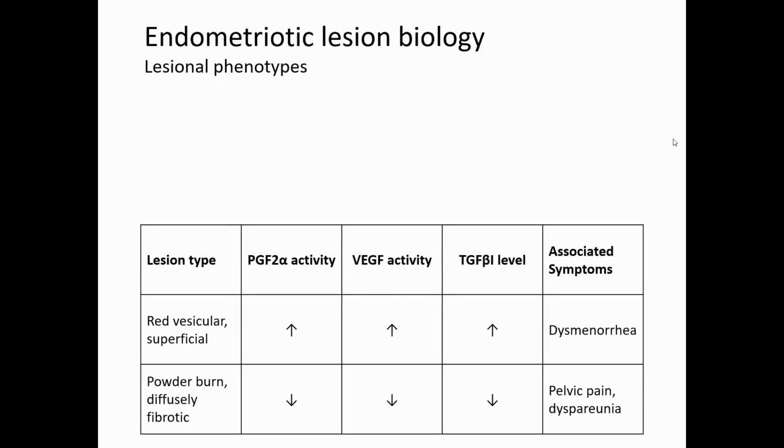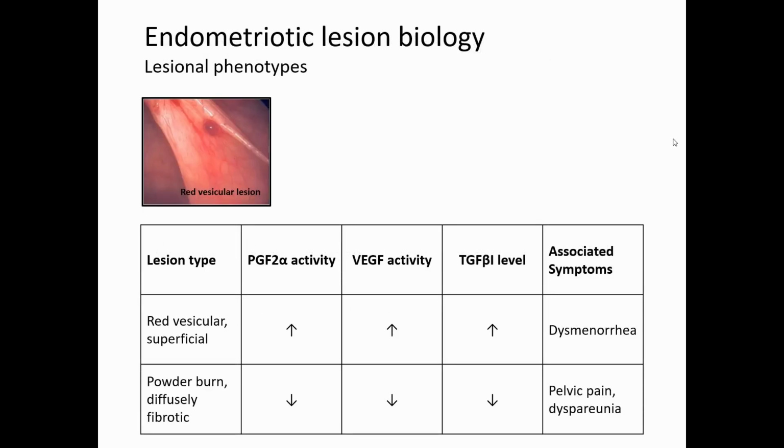So I mentioned earlier about the lesional phenotypes, and I showed you the red vesicular subtype of a peritoneal lesion. Recognize that this lesion that's seen on the screen here is a fairly new lesion that has started to release agents to engage neoangiogenesis. These particular lesions tend to be high in hormonal activity, specifically vascular endothelial growth factor, and are associated with dysmenorrhea, perhaps because of the repetitive menstruation that's associated with these in subsequent menstrual cycles.